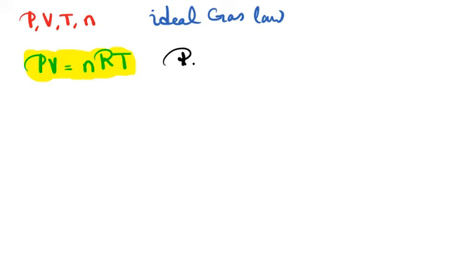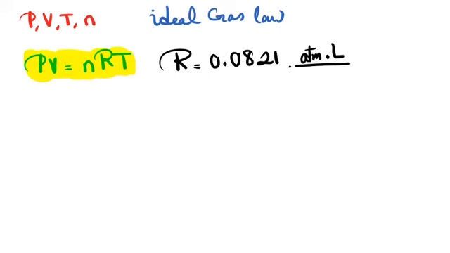R, as we reviewed already in another video, is a universal gas constant, and this is the number always given to you. This one has this unit: atmosphere, liter, mole, and Kelvin. So R is a universal gas constant. It's going to be provided for your exams and quizzes.